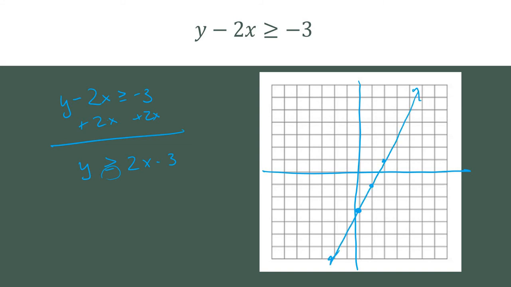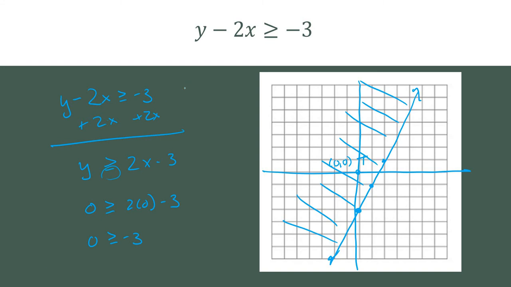Greater than and equal to means I want a solid line. And now I've got to figure out which side is the correct half plane. So let's pick a point and test it. Let's go ahead and pick 0, 0, because it's easy to plug in. 0 is greater than or equal to 2 times 0 minus 3. 0 is greater than or equal to negative 3. That's true. Remember, if it's true, that's the half plane that is going to have all of my solutions.